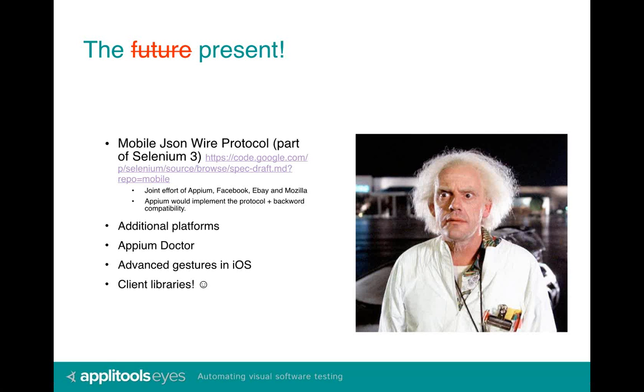Okay, so the future of Appium, basically it's already becoming a present. Appium aspires to be part of the Selenium 3 protocol using the mobile JSON wire protocol. It's a joint effort of Appium, Facebook, and eBay. It's supposed to be the standard for automating mobile. They plan on supporting additional platforms and adding advanced gestures and client libraries, which now exist. I will show them too in the demo.